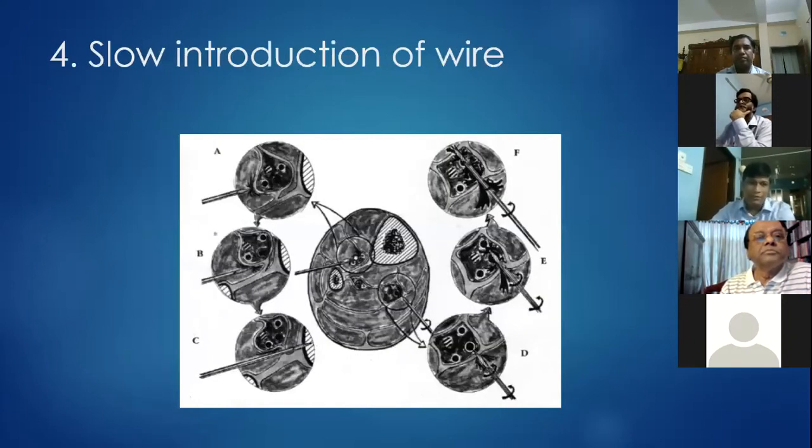Rule number 4, slow introduction of the wire. The wire must be introduced slowly, pausing several times during the procedure to avoid burning of tissues, particularly bone and skin. It is recommended that a low power drill should be used, and a low power drill is helpful to avoid injury to the vessels and nerves.